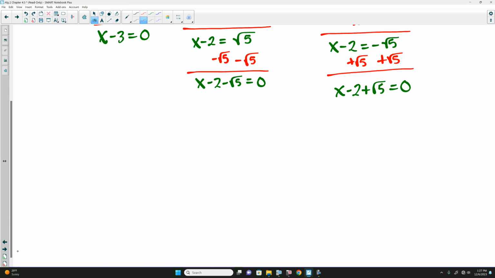Questions on how we got these three statements equal to 0? Why are you writing so big? I don't know why. No, look how much room I have left. Like, this much room left.